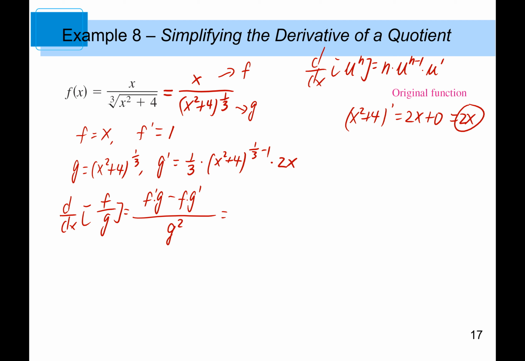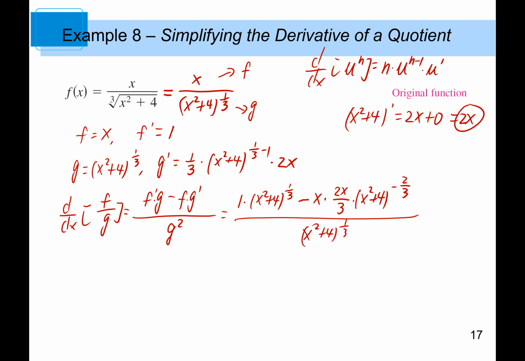Replace f, f prime, g, g prime with whatever is there, right? So f prime is 1 times g, which is x squared plus 4 to the 1/3, minus, remember it's different from the product rule, it's minus f, which is x, times g prime, which is 2x over 3 times x squared plus 4 to the negative 2/3. Then over g squared, which is x squared plus 4 to the 1/3, squared.